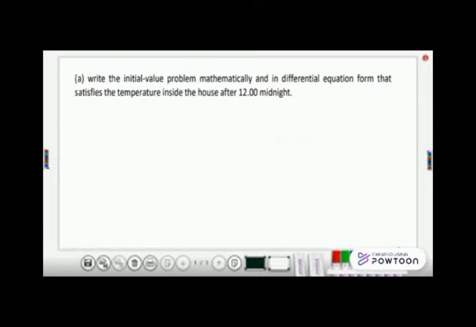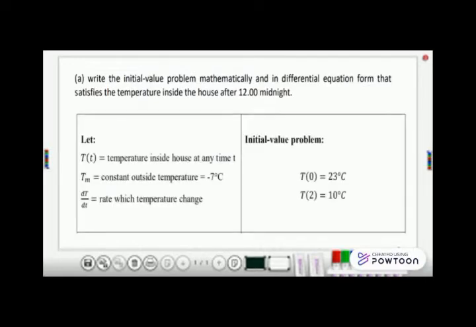So, we solve this by firstly, let capital T be the temperature inside the house at any time t. Tm is the constant outside temperature, which is negative 7 degrees Celsius. dT over dt, d capital T over d little t, is the rate at which temperature changes, while k is the constant that we have to find later. And we can write the initial value problem as T(0) equals 23 degrees Celsius and T(2) equals 10 degrees Celsius.